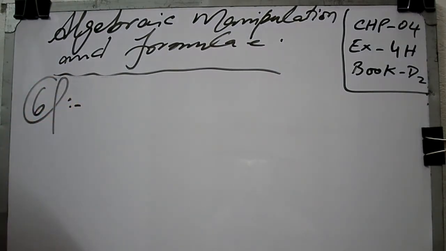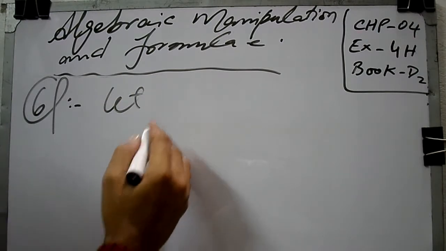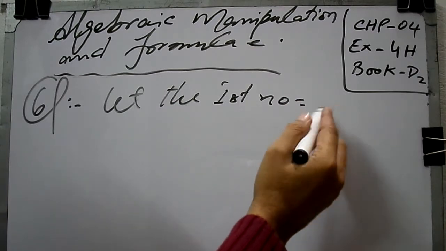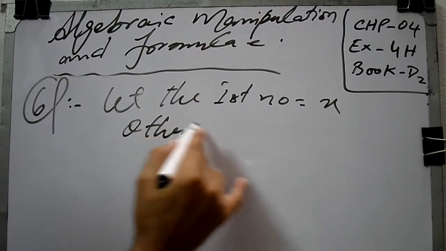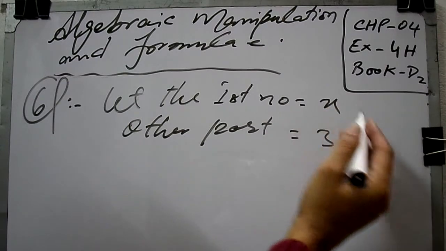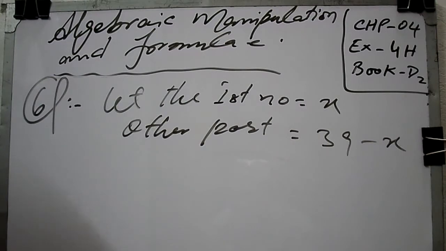In question number 6, how can the number 39 be divided into two parts in order that the sum of 2 by 3 of one part and 3 by 4 of the other part is 28? Let the first number be equal to x, and the other part will be the first number subtracted from 39, so that is 39 minus x. This is your given condition if you read the statement.